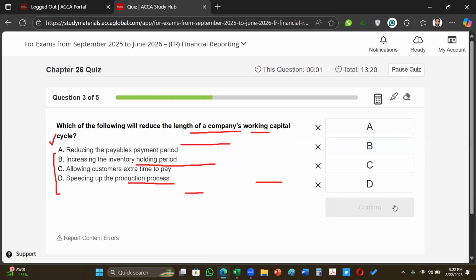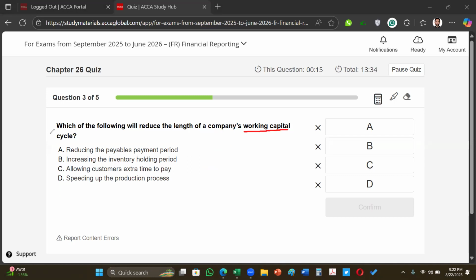So moving on to the next one here, we have this. Which of the following will reduce the length of company's working capital cycle? Now, when it comes to working capital cycle, we need to understand what is working capital cycle. The working capital cycle is your current assets and your current liabilities. Okay.